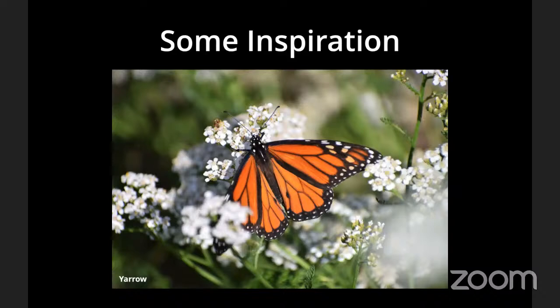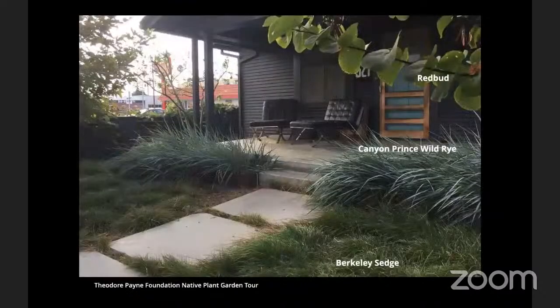So what are some of the other things that this can look like? Some inspiration. Here's some more Theodore Payne Foundation Native Plant Garden Tour pictures. It can be very simple. So, very simple concept, almost an alternative for a front yard. This is that same Berkeley sedge, but just planted closer together and trimmed a little bit more often with some other native grasses, and then a couple of trees, a native sycamore over here, redbud over here, kind of very modern and clean.